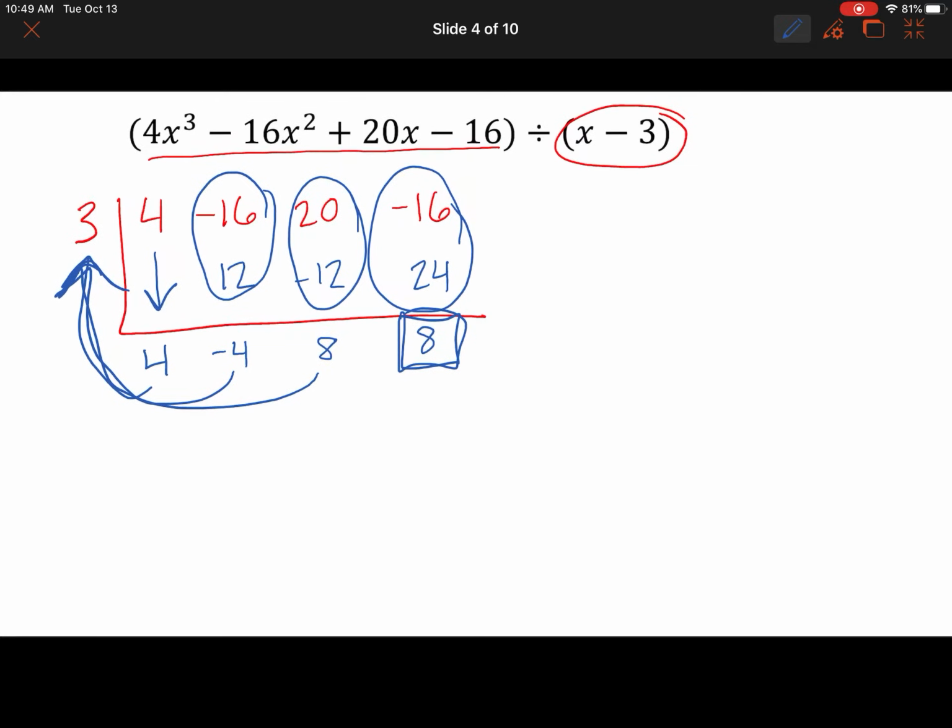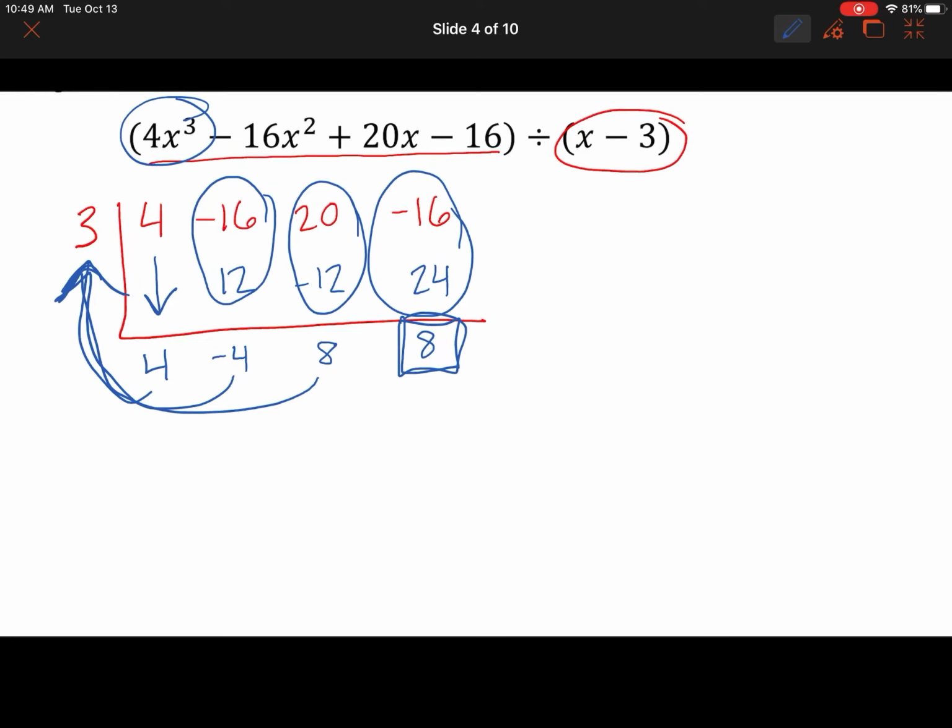So again, I have to fill in my variables, and originally I started with x to the third, but I'm dividing by x. So x to the third divided by x will go down to x squared. So this first term here is the coefficient of x squared, 1 degree lower than what I started with because I'm dividing. And then I go down from there.